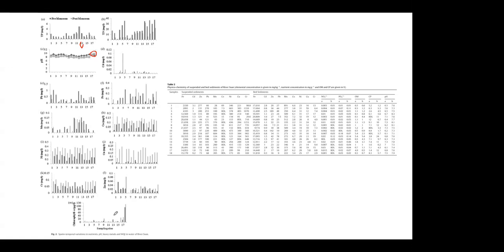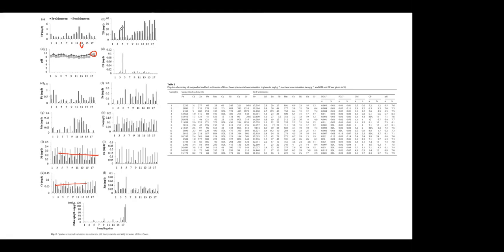You can see here the comparison of the different metals among different sampling points. Lead was higher in pre-monsoon. Manganese at some points was higher at pre-monsoon. Nickel was higher after post-monsoon. Chromium was higher after post-monsoon. Total nitrogen was higher after pre-monsoon, and however the other trends of the metals you can find here.